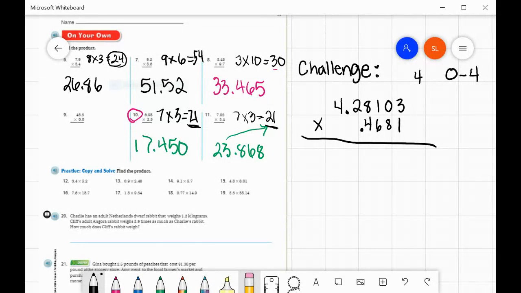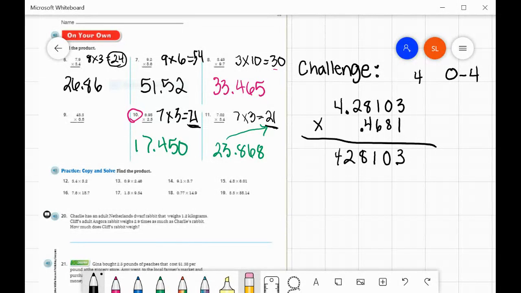So let's multiply by 1. 3 times 1 is 3. 3 times 0 is 0. 1, 8, 2, 4. So 1 times this whole number is this number. So we're done with the 1. Now we move to the 8.